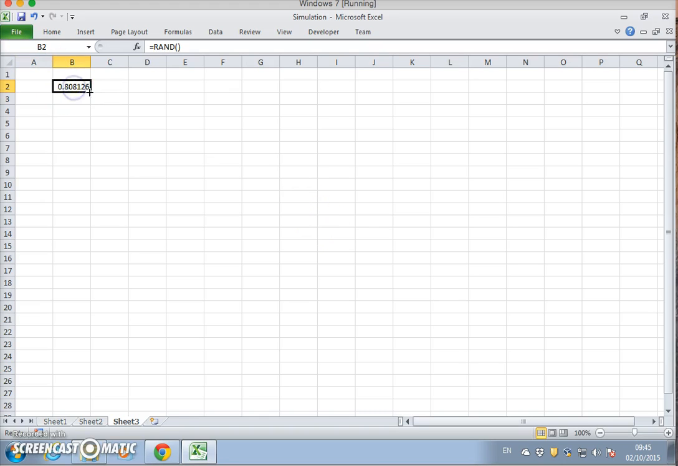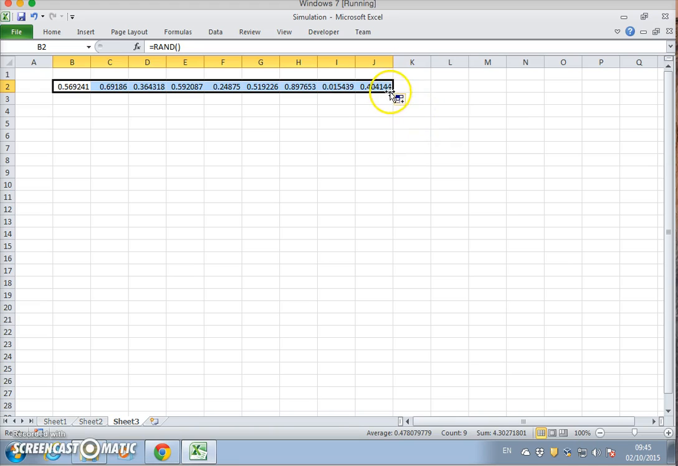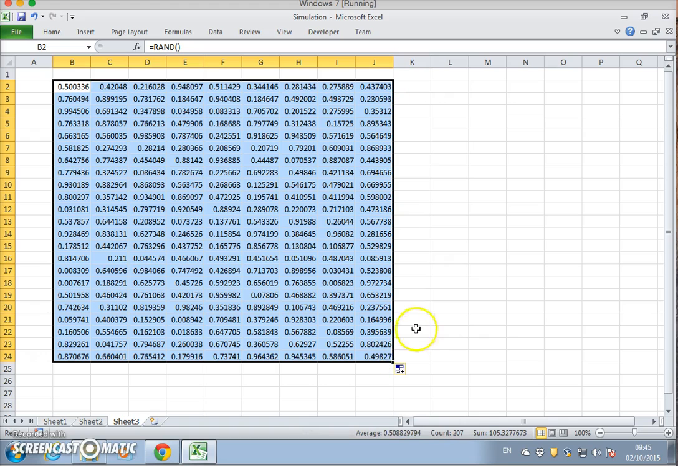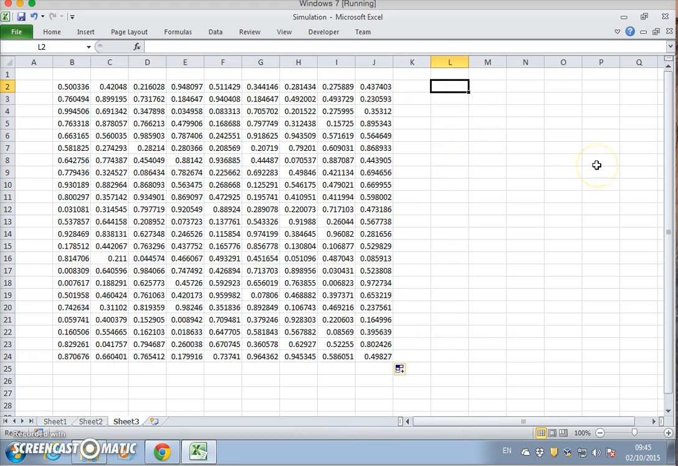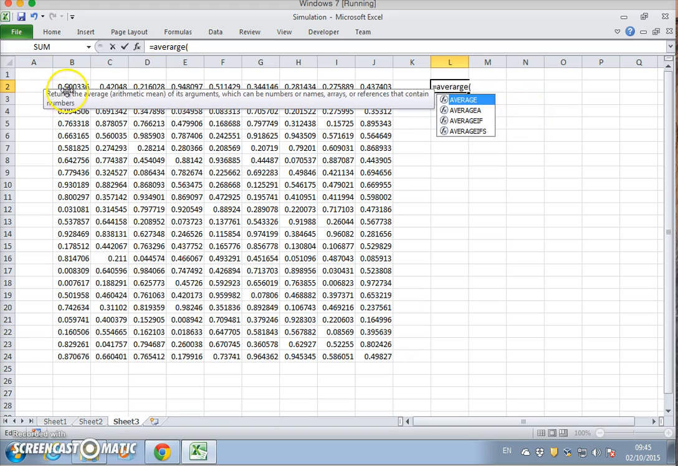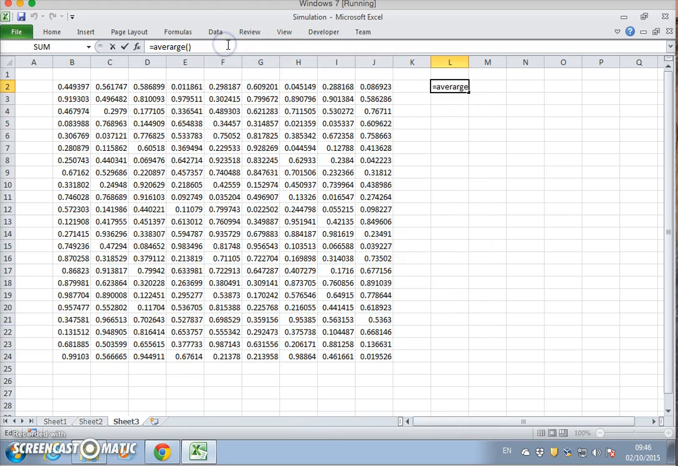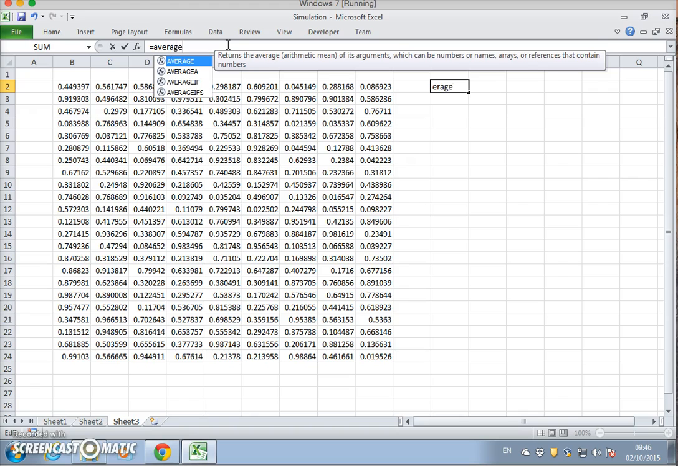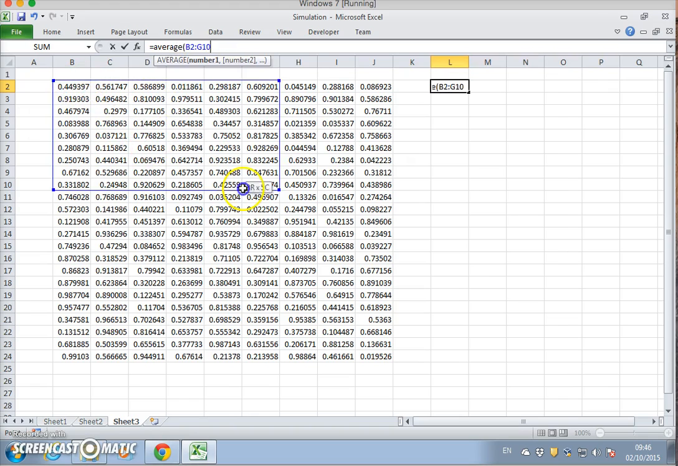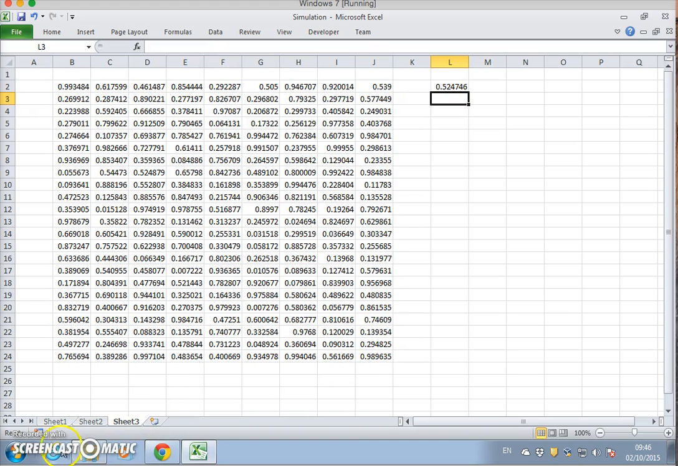And typically we'll get a number between 0 and 1. If we took the mean of this, the average of that matrix of values, it should on average be equal to 0.5. So I'll try this again. Average, open bracket, and take the selected range. And you can see it's close to 0.5.